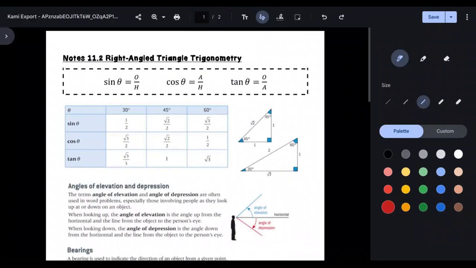Today we'll be going over Notes 11.2, Right-Angled Triangle Trigonometry. Most of this should be review, but if there are things that are new, hopefully this will help. So first we'll be going over sine, cosine, tangent, and the most important thing to remember is SOHCAHTOA, which you guys should already know, but in case you don't, we'll go over it.